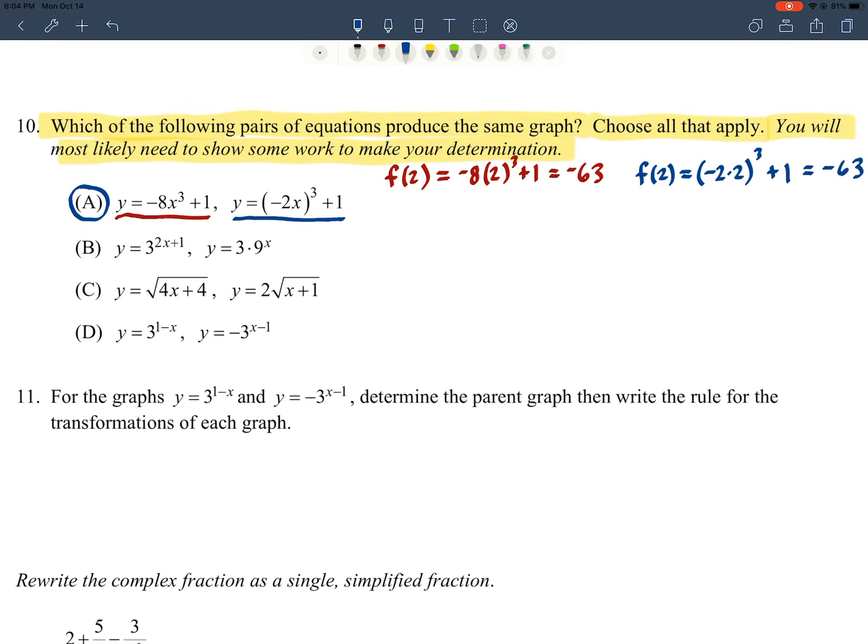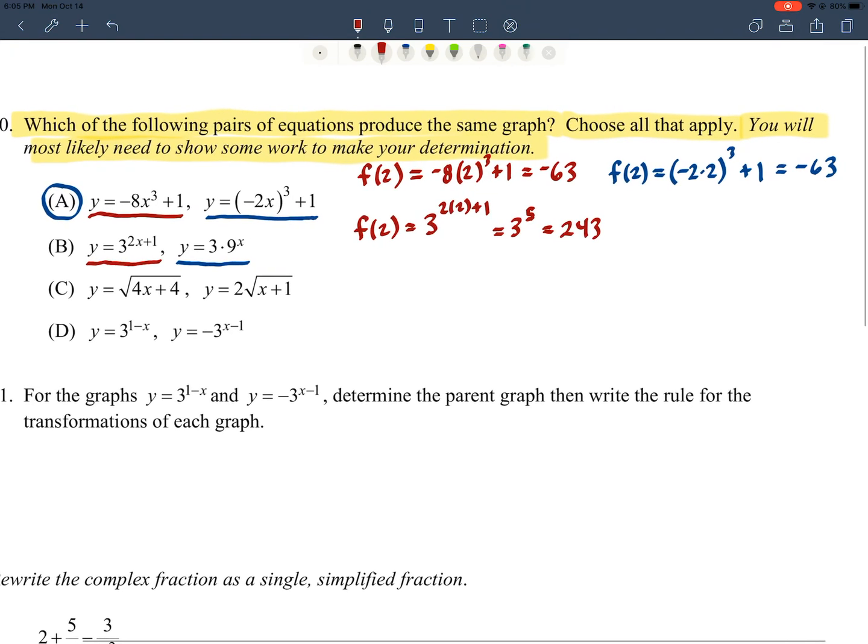Let's try the second ones here. We've got y is equal to 3 raised to the power of 2x plus 1, and y is equal to 3 times 9 to the power of x. Let's plug in 2 again. f of 2 equals 3 raised to the power of 2 times 2 plus 1, which is 3 to the 5th power, which we should know is 243.